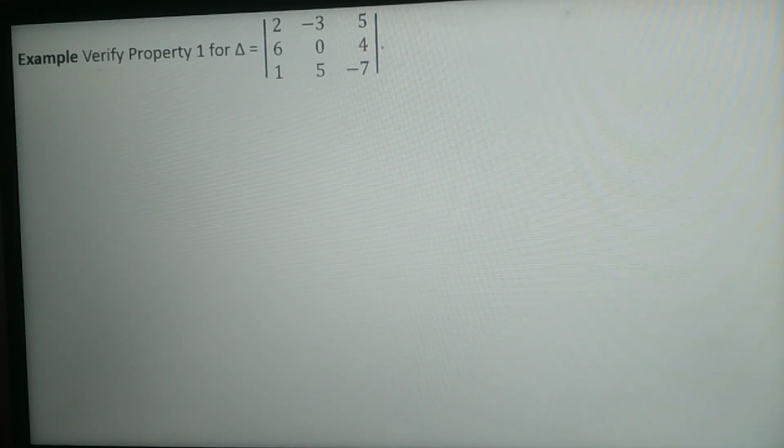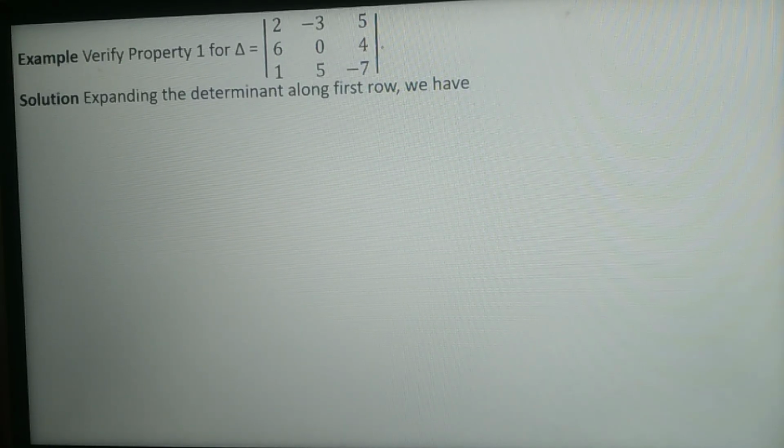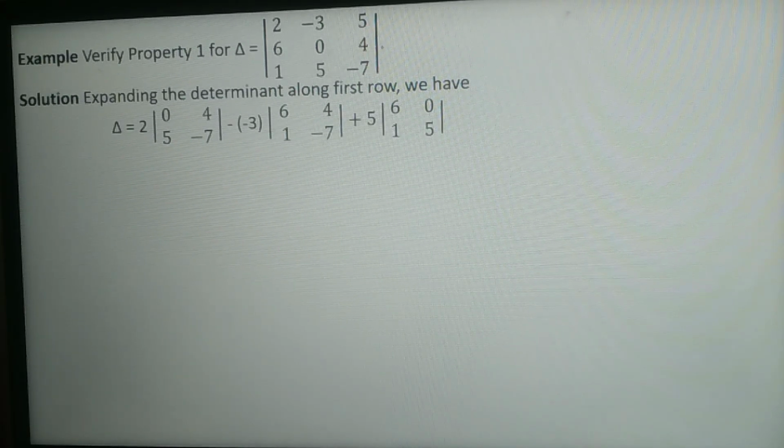Example, verify property 1 for delta is equal to determinant 2, minus 3, 5, 6, 0, 4, 1, 5, minus 7. Solution. Here delta is equal to determinant 2, minus 3, 5, 6, 0, 4, 1, 5, minus 7. Expanding the determinant along first row, we get delta is equal to 2 into determinant 0, 4, 5, minus 7, minus of minus 3 into determinant 6, 4, 1, minus 7 plus 5 into determinant 6, 0, 1, 5.